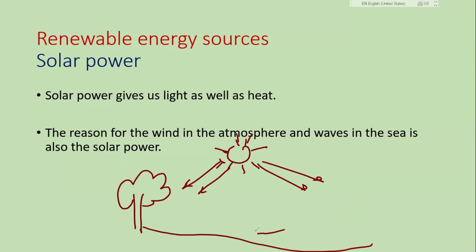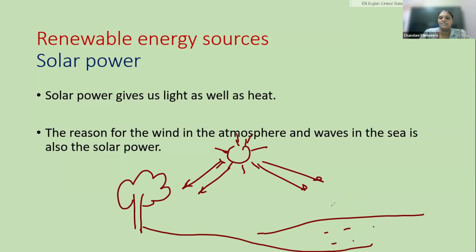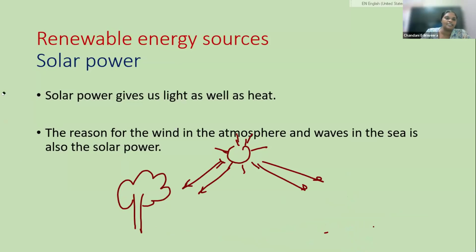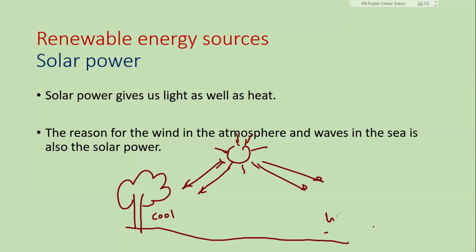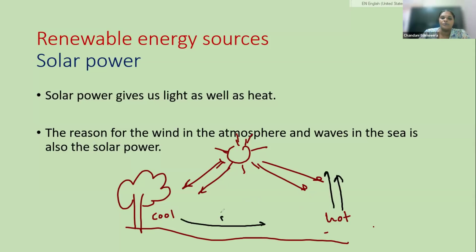Now consider this type of thing. When we have an open area and a place under a tree, think about these two places. Under the tree the air is cool, and in the open area the air is hot. So this hot air moves up, and then the cool air blows in as wind, right? It is blowing as the wind.